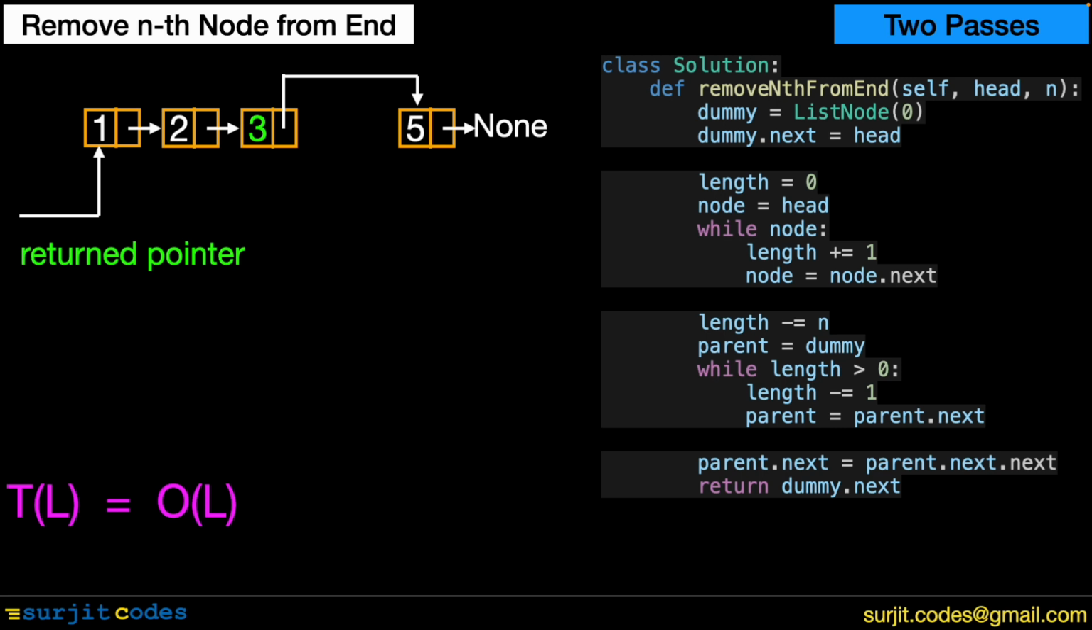Now let us discuss the time complexity. There are two while loops running one after the other. If L is the length of the list, first loop runs L times while the second loop runs for L minus n times. So time complexity is of the order of L. No extra space is needed for the linked list. So except for a few local variables, no extra memory is needed.